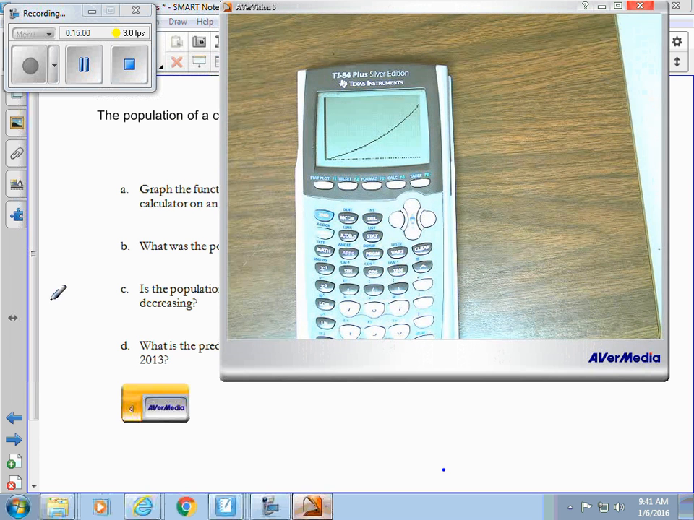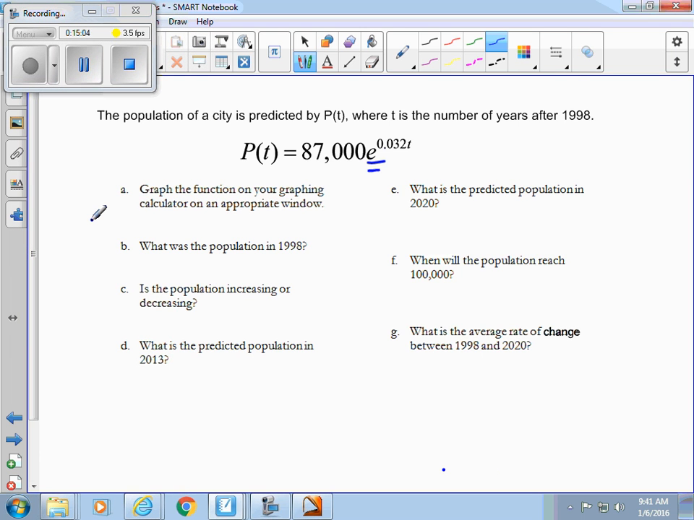Okay. On your homework, show me that little sketch. It doesn't have to be pretty. Just show me that you did graph it. What is the population in 1998? Well, what is T? What does it say T is? Number of years after 1998. Okay, so in 1998, what's T? 0. Does everyone agree? Yeah. Okay, so let's go find out.